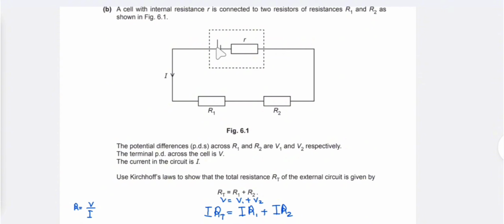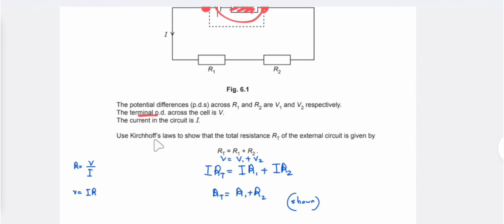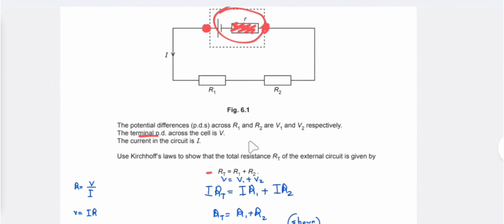The terminal potential difference is always across the terminals of the cell. So this is our cell, and this is the internal resistance of the cell. This is our total cell, and the terminal potential difference is across the terminals of the cell. Use Kirchhoff's law to show that the resistance R of the external circuit is given by this expression.